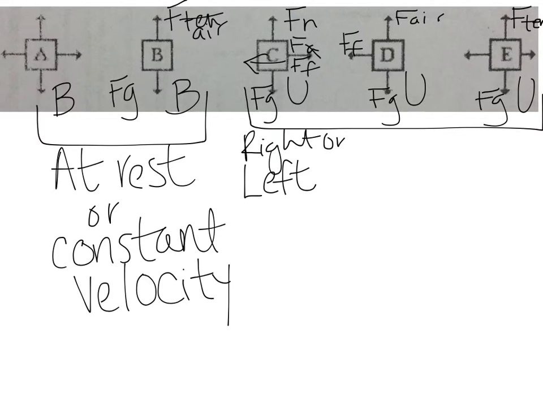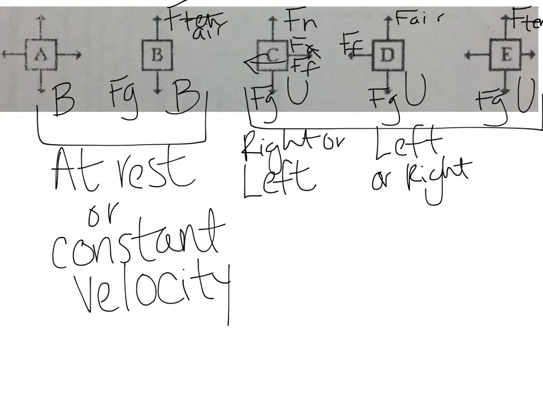For D, it's backwards of C. So if C is moving left or right, then D can also be moving left or right because they're opposites of one another. So C can go either way, D can go either way.